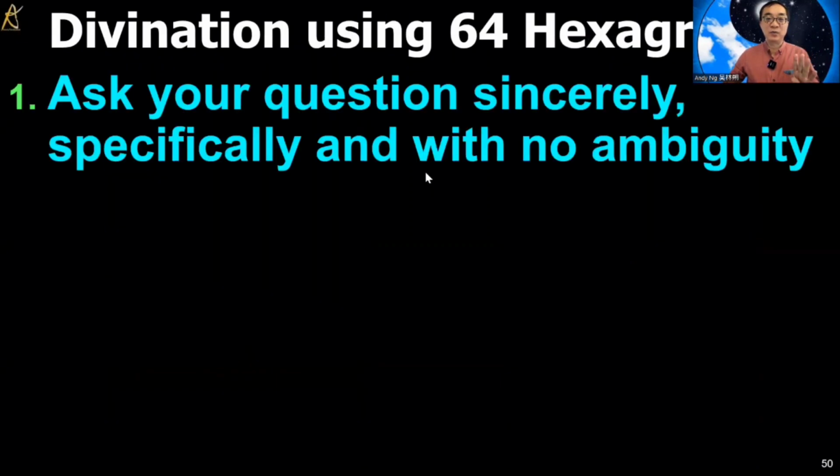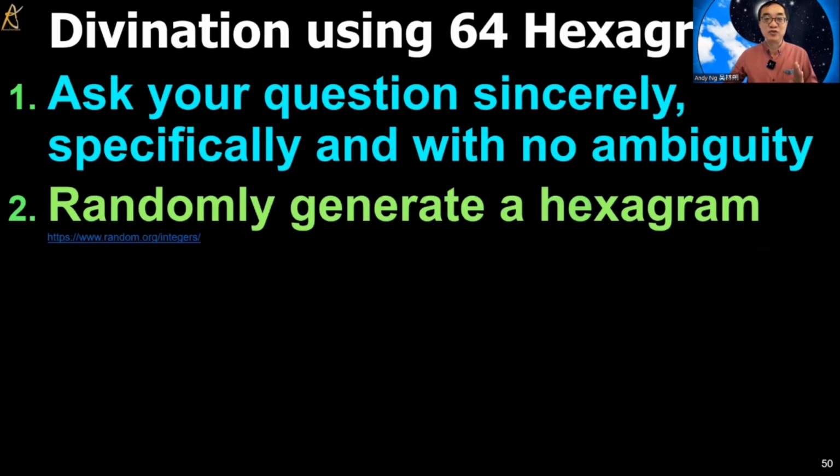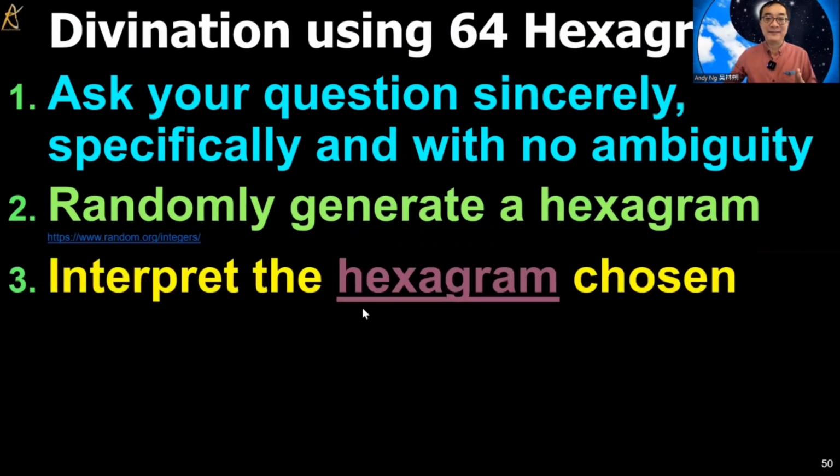The first step is to ask a question in a very sincere manner. You need to ask it in a very specific manner with zero ambiguity. Next, you need to generate a hexagram, and today we shall make things easier by using a random number generator. Then, read the hexagram that is generated.